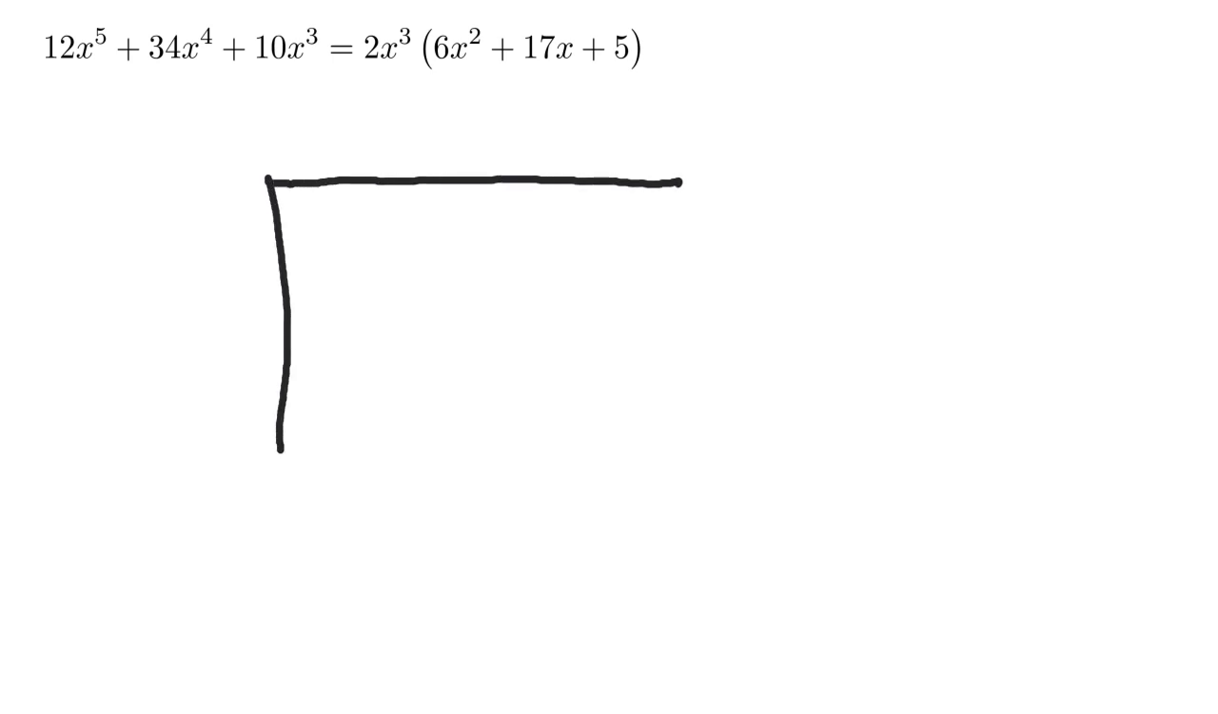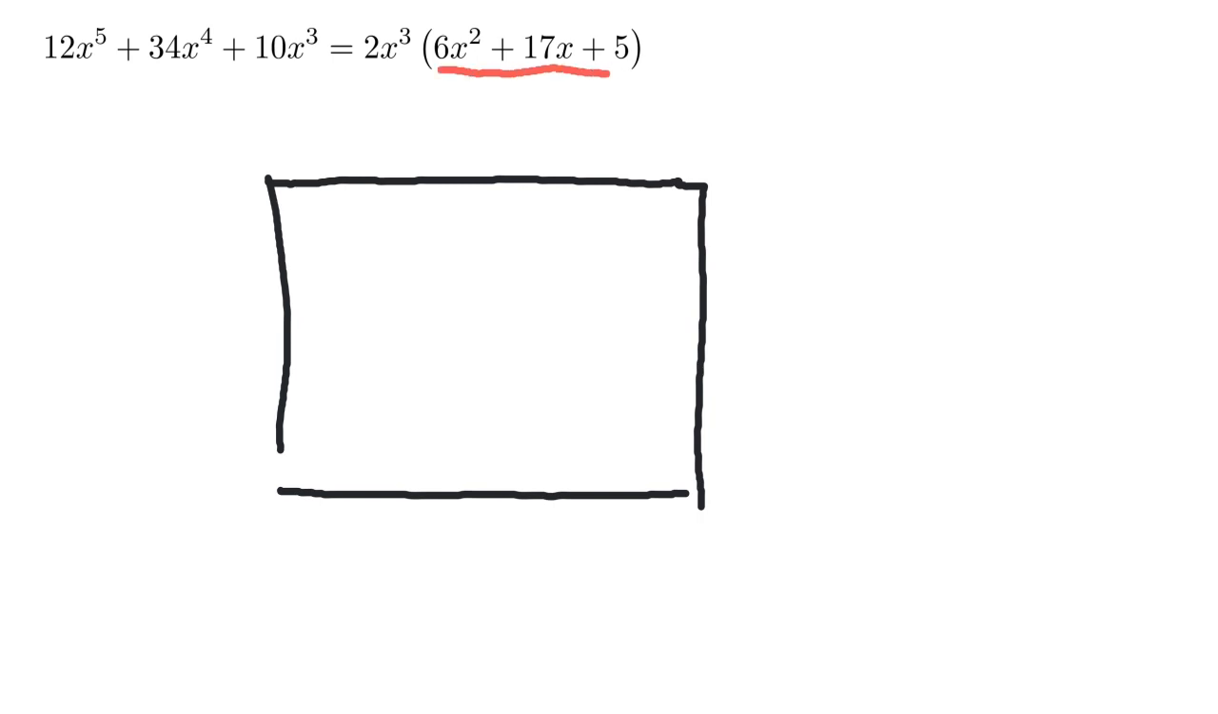So this rectangle represents our original polynomial. Now, for now, we're going to focus just on the leftover part, the 6x squared plus 17x plus 5. The 2x cubed that we factored out as a GCF just carries along, so we're not going to worry about that part too much. Just focus on the 6x squared plus 17x plus 5, just the term that's in the parentheses here. So let's just focus on that one.